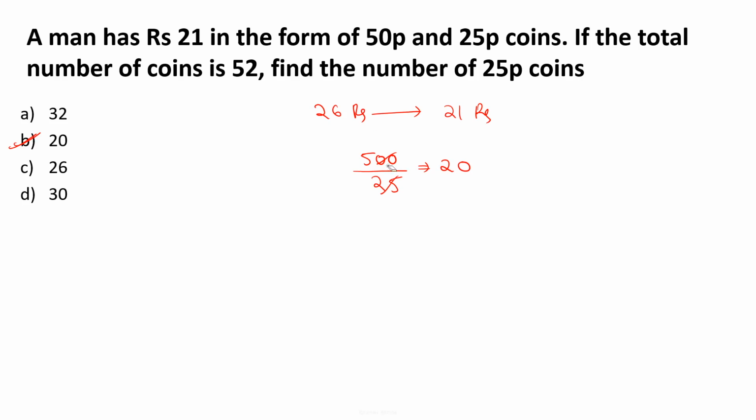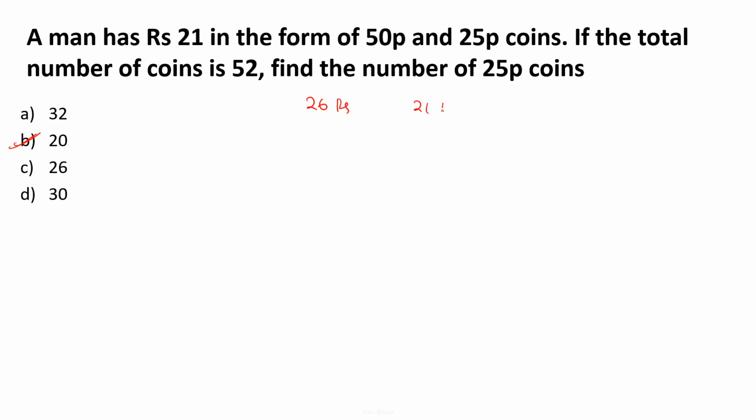Let me explain you once again. In the question, there are two types of coins, namely 50 paisa and 25 paisa coins. Let us assume that all the coins are of the same kind of 50 paisa. We can assume all the coins of the same kind of 25 paisa also. No problem at all. Let us assume all the coins are of 50 paisa, and there are 52 coins. 52 coins of 50 paisa, that means half rupee, is going to give us 26 rupees. But the actual value according to the question is 21 rupees.